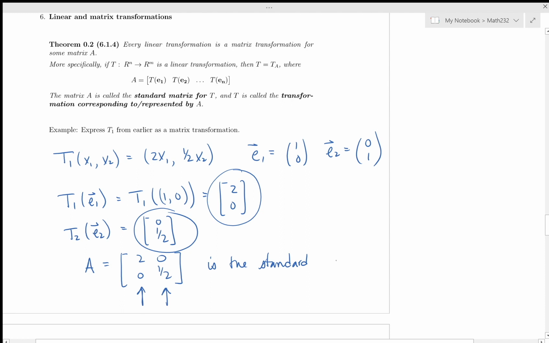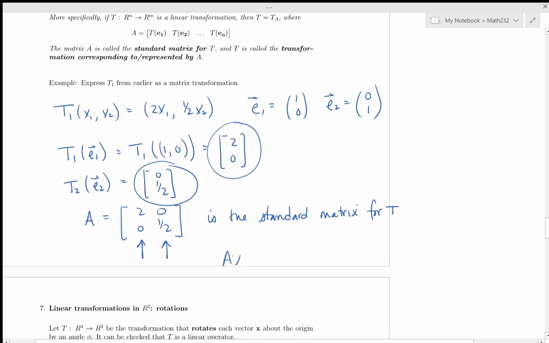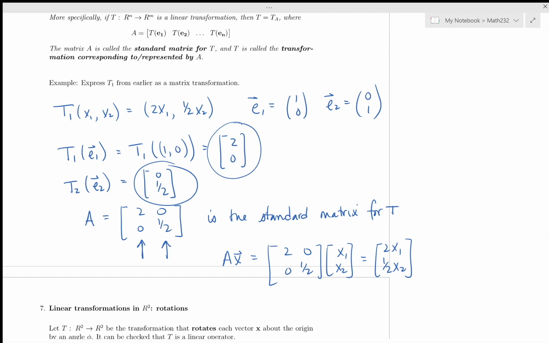Standard matrix for T. Okay, and let's just apply that to a vector. See what's happening here. Ax. There it is: 2, 0, 0, 1 half. If I multiply it by any vector x2, I will get here 2x1 and 1 half x2. I double the first component and I halve the second component. Okay, this is a direct result, of course, that x1, x2 can be written as a linear combination of the standard basis vectors like that.